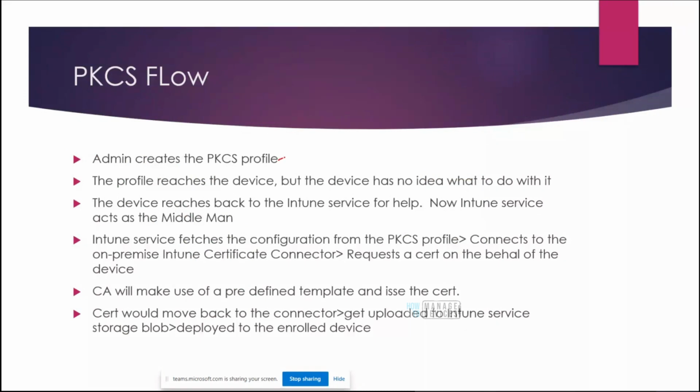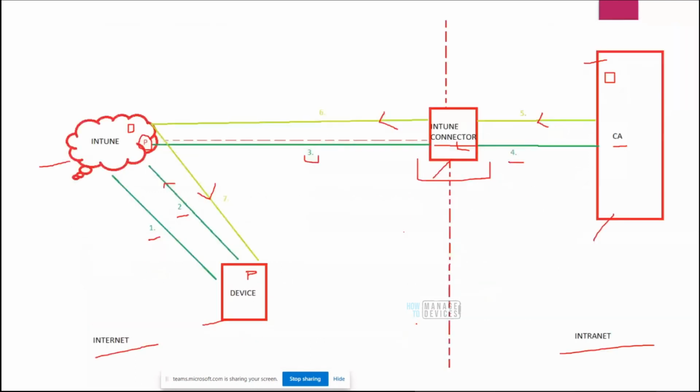The admin creates the PKCS profile. The profile reaches the device, but the device has no idea what to do with it. The device then reaches back to the Intune service. The Intune service acts as the middleman. The Intune service fetches the configuration from the PKCS profile, connects to the on-premise Intune certificate connector, and requests a certificate. The CA will issue the certificate, move it back to the connector, and then it will be uploaded.